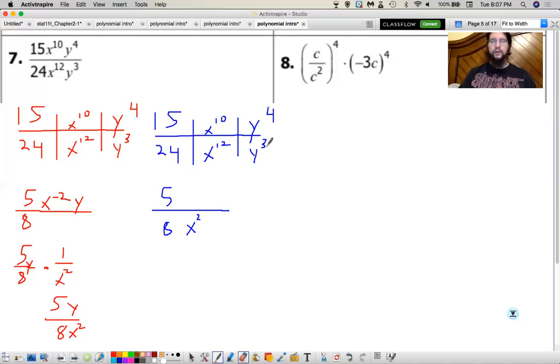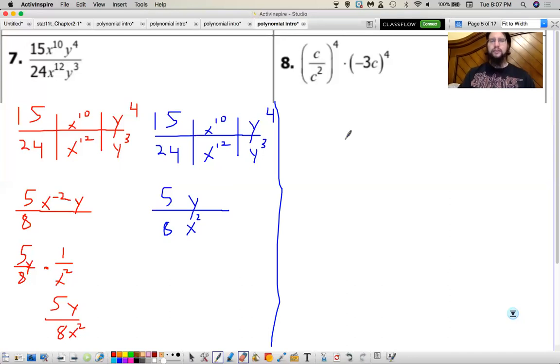4 and 3, which one's bigger? The 4. So our answer is going to be in the top. So 4 minus 3 is 1, so it's y to the 1. Done. So it's a little shortcut you can take there. You don't have to, you can do all the work, it's perfectly fine by me. But if you want to save yourself some time and effort, you can just think about where does my answer need to go, which place has the bigger exponent. And that'll get you there.